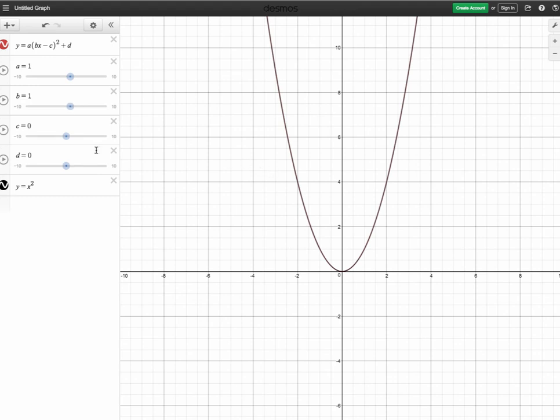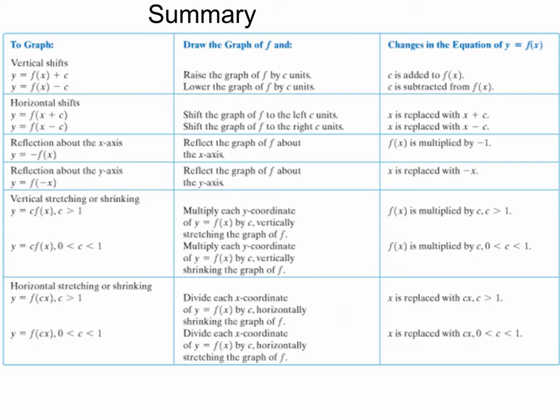All right, now let's look at what happens when we shift C. This is one that loses a lot of students. When I move C and make C positive, and we're subtracting, it moves it to the right. When C is negative, it moves it to the left. So when you see x plus 5, that means it's a shift to the left. And there is the review again. Make sure you have those down.